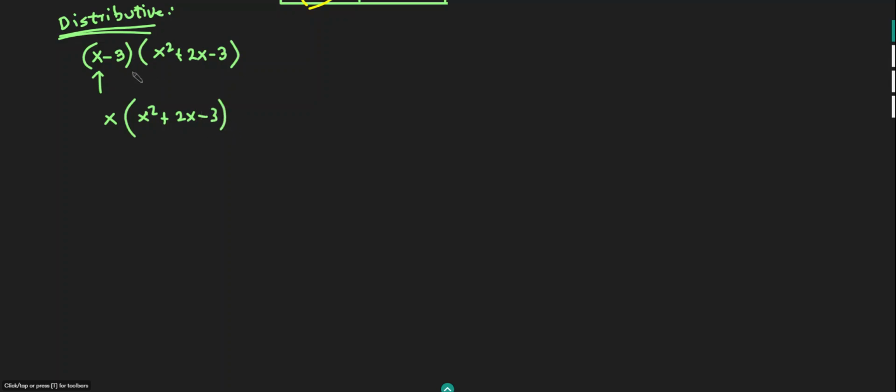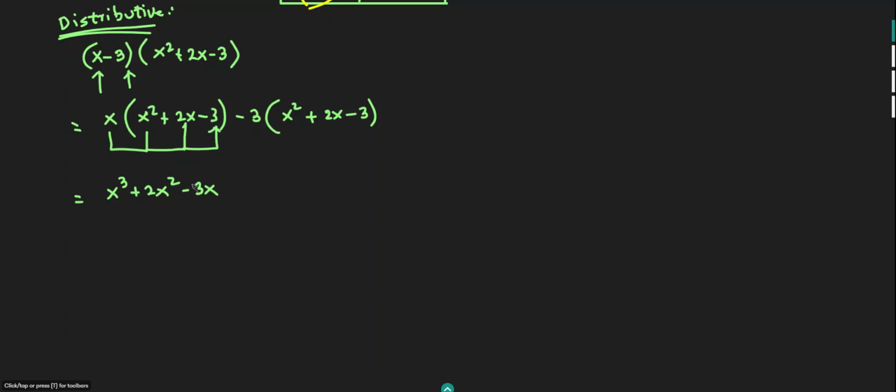We are done. Now we take the second term in the first polynomial, which is negative 3, and this has to be multiplied with the second polynomial. So once again we write down the second polynomial, which is x squared plus 2x minus 3. Now we have to distribute each of the products. So this will be x times x squared, which is x cubed, and then x times 2x, that is 2x squared, and then x times negative 3, that will be negative 3x. We're done with the first distribution.